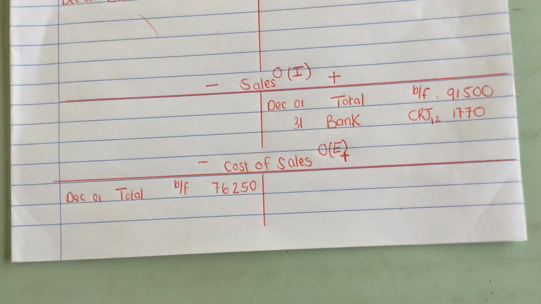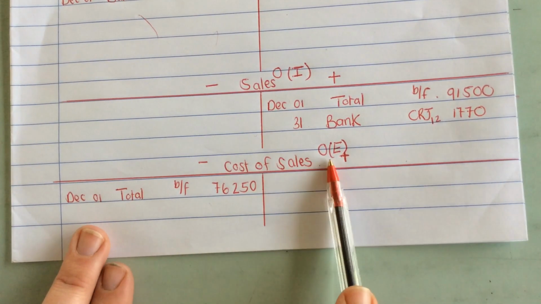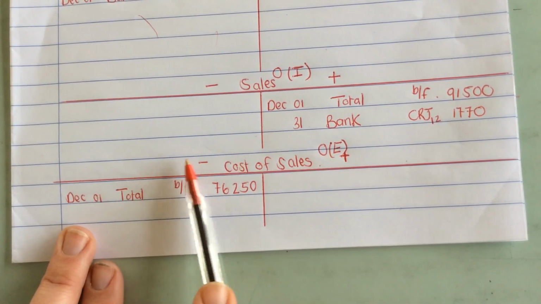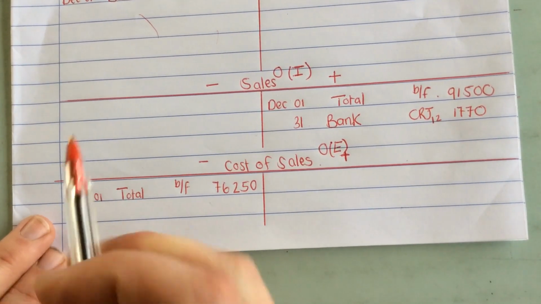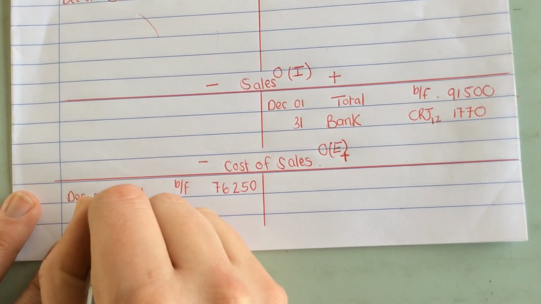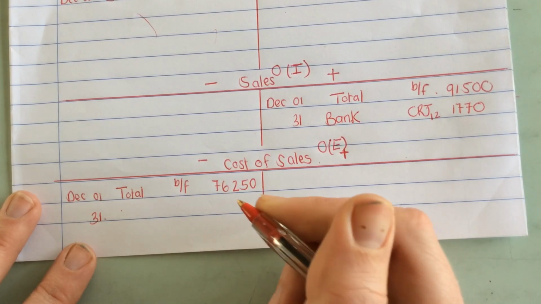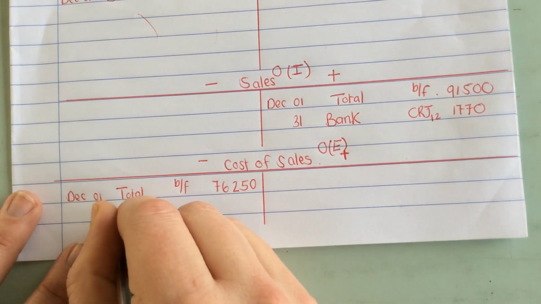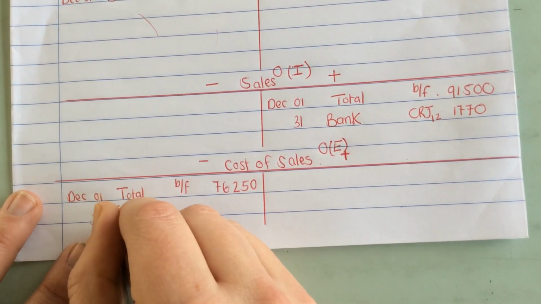Go to your cost of sales account. Cost of sales is an expense, and an expense decreases your owner's equity. So you write December the 31st. In details, can I write bank? No. You write cost of sales. You write trading inventory.